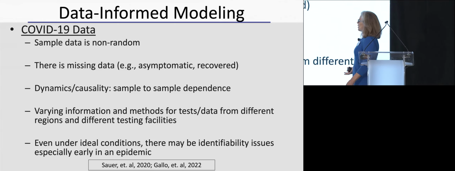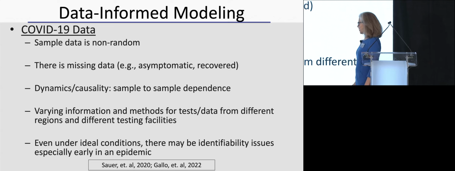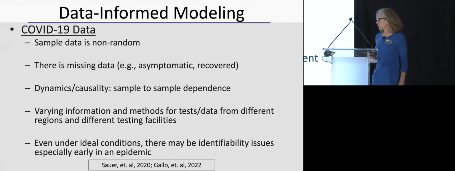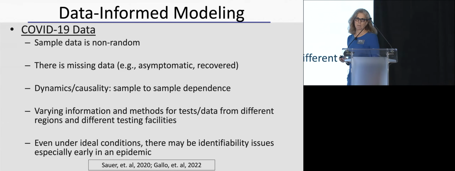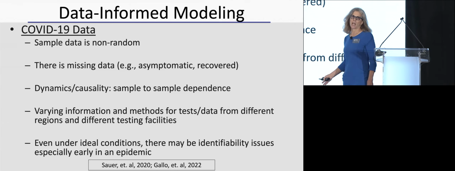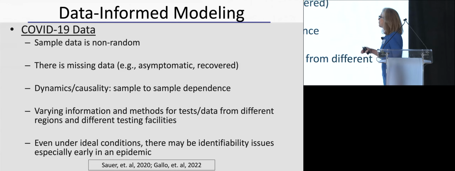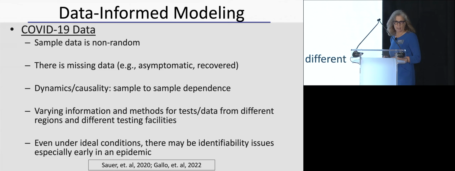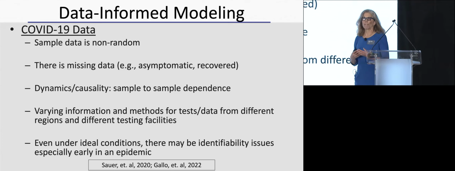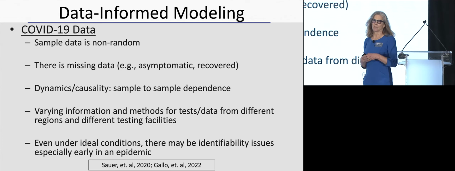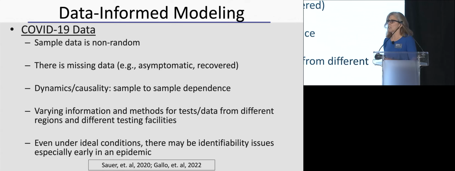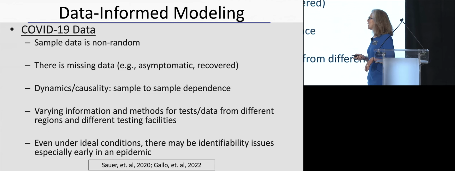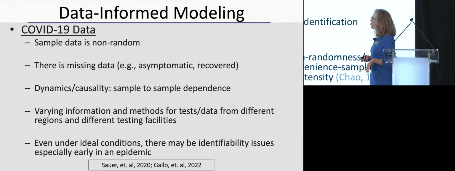And even if we didn't have these issues, under ideal conditions there are identifiability issues, in particular early on in an epidemic, with trying to estimate the disease parameters from the data. So we've tried to use both estimation processes and refer to virologist advice or virologist literature and try to combine the information to come up with parameters for our models as we've gone through this process.